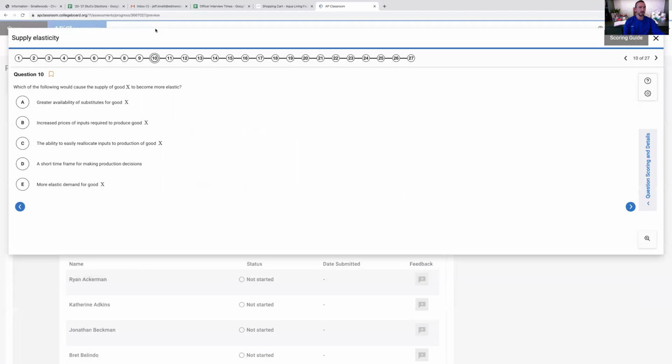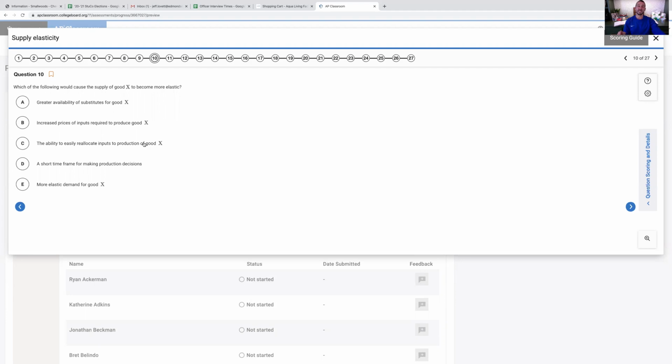Okay, number 10 says, which of the following would cause the supply of good X to become more elastic? So I'll be honest, when I first read this question, I said, oh, well, it's A. The reason why it's not A is because I'm an idiot and it doesn't say demand, it says supply, right? So if that word said demand, your answer would be A, but it says supply. So what would make the supply more elastic, or what would result in firms being more sensitive to a price change? And so your answer for number 10 should be C.